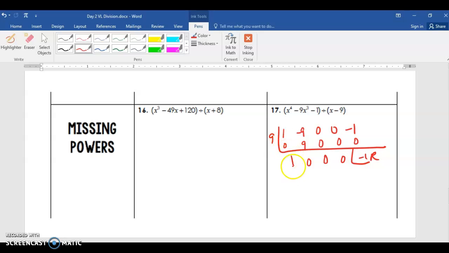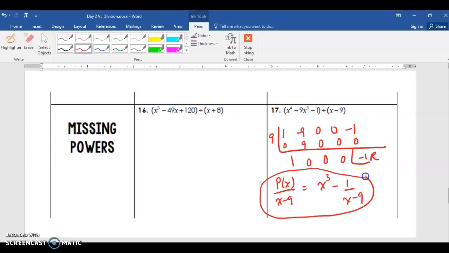Pretty much you're just left with the x cubed term here. And that's okay. You didn't make any mistake. You're fine. So p of x divided by x minus 9 is 1 x cubed, which is just x cubed. And all other terms are 0, so you don't have to write them at all. You directly go to the remainder, 1, meaning negative 1, over the divisor, x minus 9. And that's the answer for this. Isn't it amazing? Okay, so this is a good example of synthetic division with missing terms.